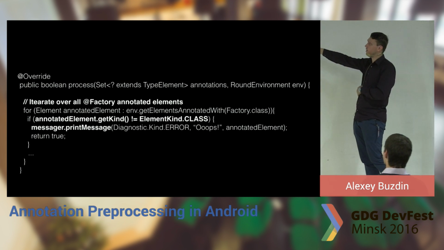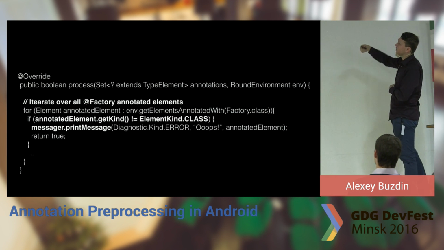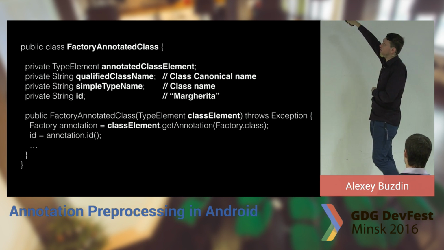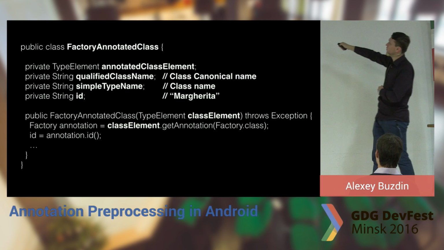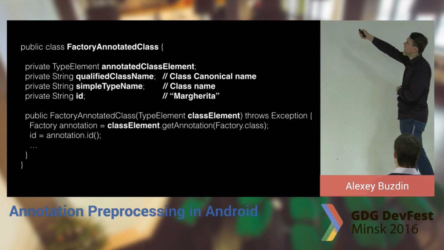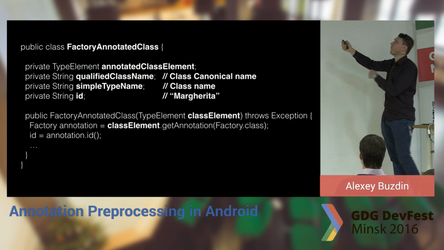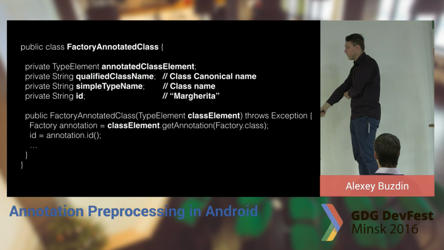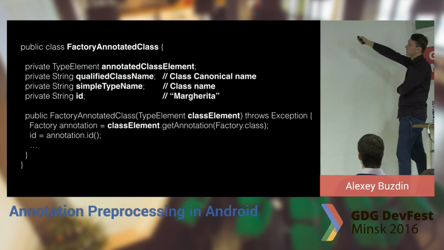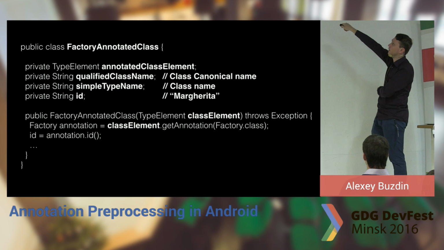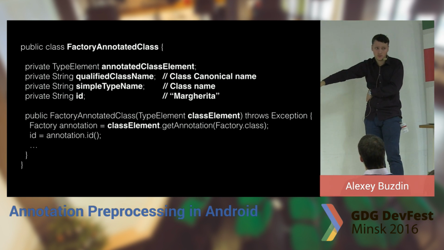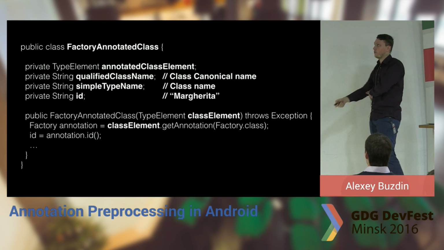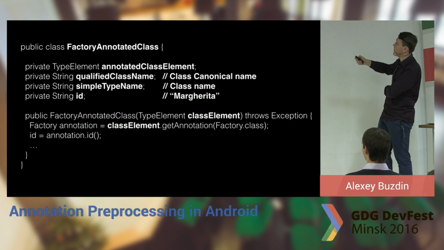So we have the annotation element. We know that it's a type element, it's a class. And then we need these values from that type element. So what do we need? We need an ID, basically what kind of keyword we're using for our factory generation. We need the simple type name, so this is basically Margarita Pizza, the name of a class. Also a fully qualified class name, so all the packages, because we'll need the fully qualified class name to construct it, actually, without imports, if we don't want to write imports.